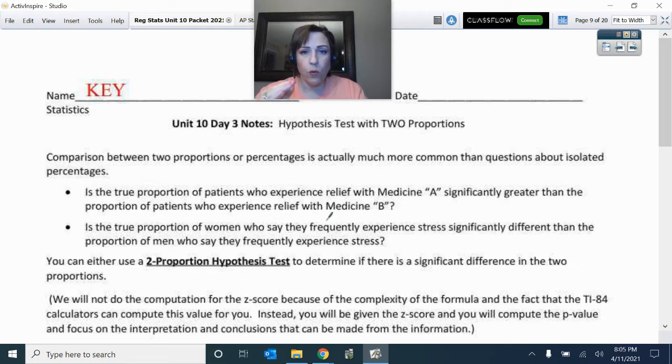You're not saying what that rate is, you're seeing if one is greater than the other. And it could be that one's the new medicine and one is the old, the current one on the market. Okay, how about this? Is the true proportion of women who say they frequently experience stress significantly different than the proportion of men who say they frequently experience stress? So we would take two separate samples and we would compare those two proportions. We are not stating where that proportion is located and how much that amount is. We're just seeing what's the comparison between the two.